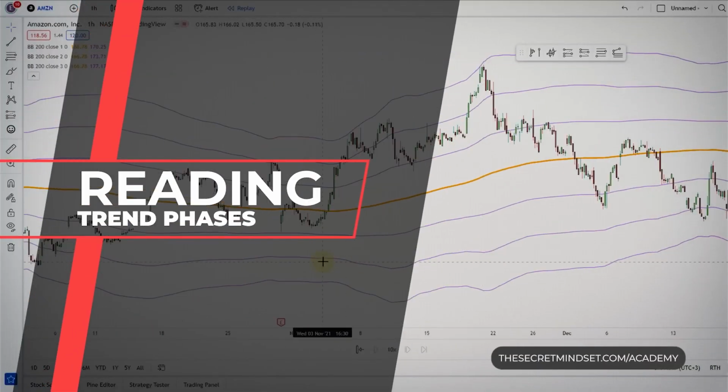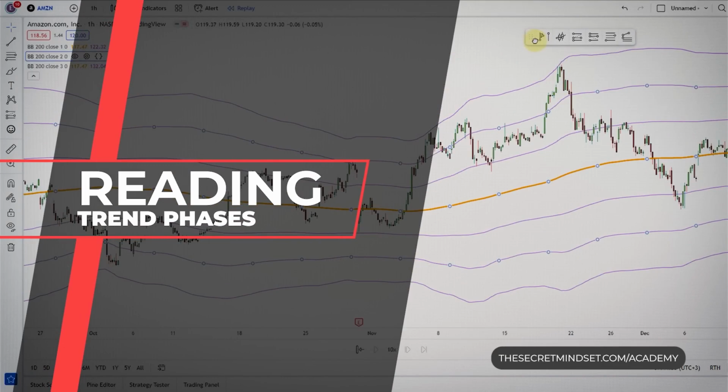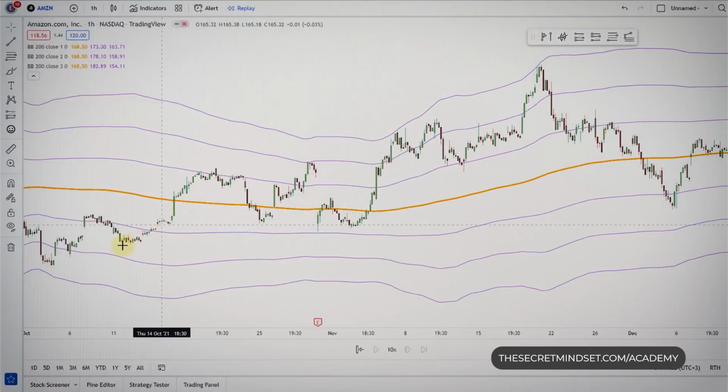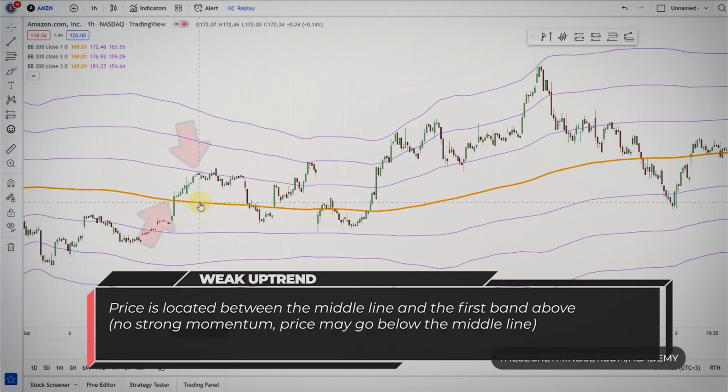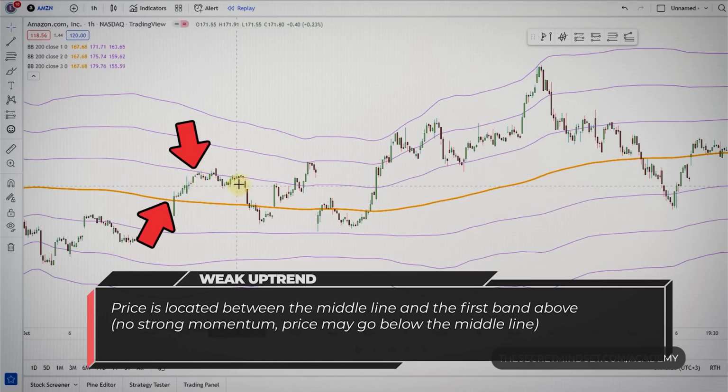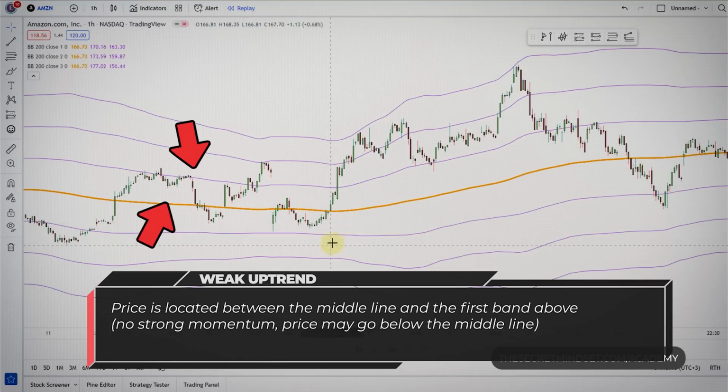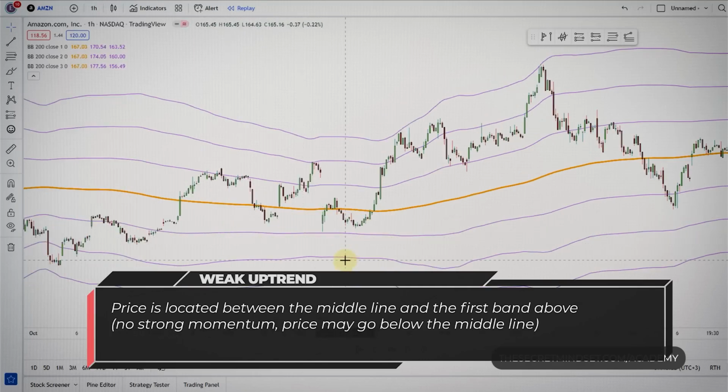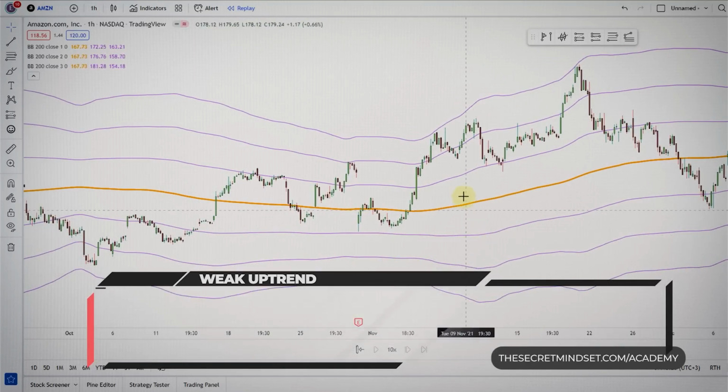I don't know about you, but for me, with this setup, the trend is pretty obvious. In this example, I see an uptrend, but with different phases. When price is located between the middle line and the first band, we have a weak uptrend. When the price gets within this area, there is no strong momentum, and the price is likely to fluctuate within a range and may even go below the middle line. You can enter a buy trade in this area, but only if you have confluence with other factors. We'll talk about this later.